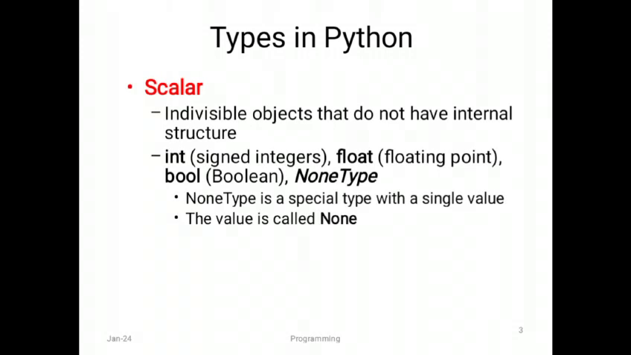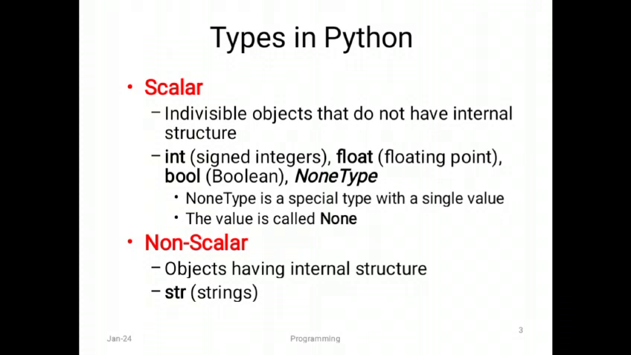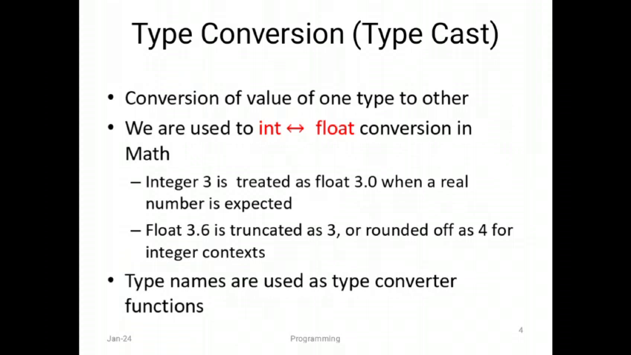Types in Python. The first one is scalar. Scalar objects are indivisible objects that do not have internal structure, such as int, float, bool, and none. Second, objects having internal structure are called non-scalar.